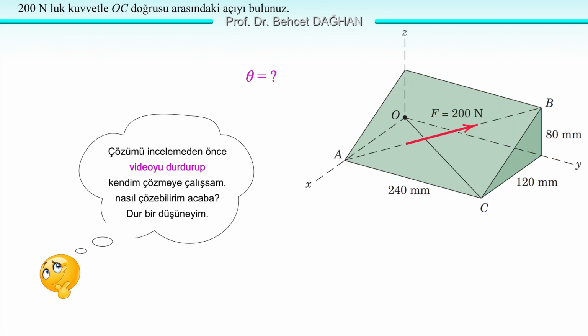Yes, we're given such an inclined plane. On the inclined surface of this inclined plane, there's a 200 newtons force F. The line of action passes through point A and point B. The coordinates and dimensions are given. Point O is the origin. We're asked to find the angle between this force and line OC. Let's find it.